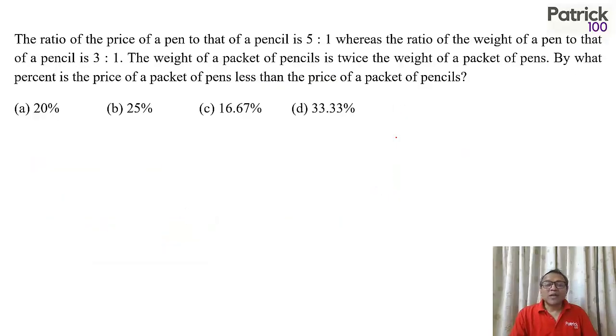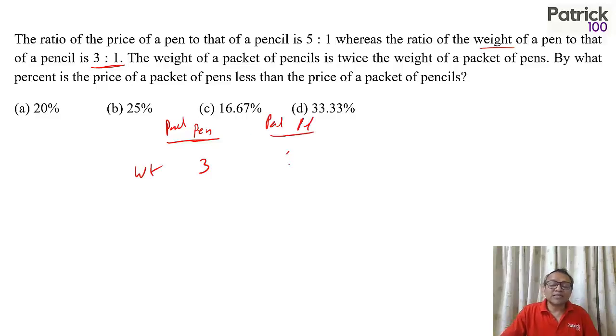The ratio of the price of a pen to that of a pencil is 5:1, and the weight is given. The weight of a packet of pencils is twice the packet of pens. So if I look at pen, let's say weight I'm taking as 3, because they said the ratio of the weight of pen and pencil is 3:1. So packet of pens I'm taking the weight as 3. So packet of pencils, the weight will be 6.